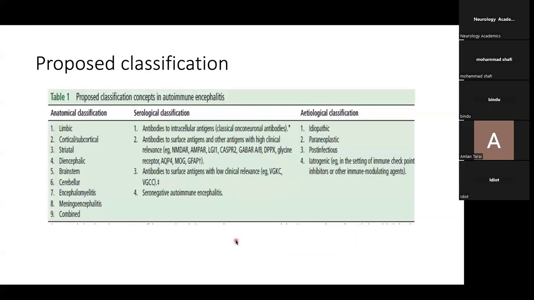Now come to the proposed classification. I already discussed the anatomical classification based on the MRI findings, and the serological classification: seropositive, where there is antibody against the cell surface or against intracellular antigen, and seronegative. Other is the etiological classification: the autoimmune encephalitis may be idiopathic, paraneoplastic, post-infection, and iatrogenic due to drugs. It may be an immune checkpoint inhibitor or tumor necrosis factor alpha monoclonal antibody.